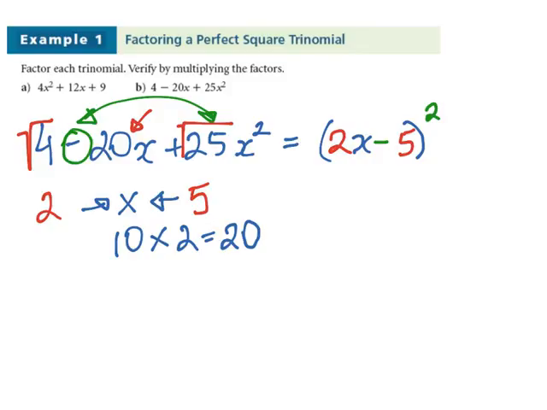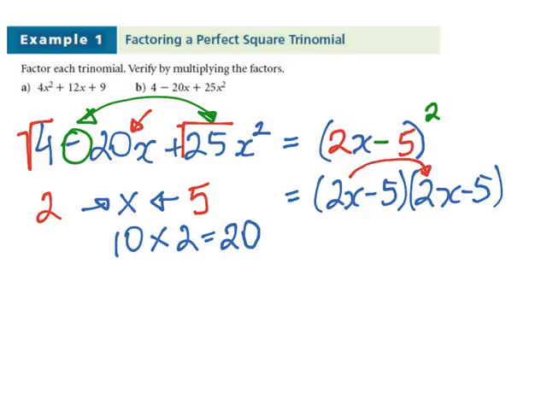Let's expand it. That means we're going to multiply the two factors together. And I'm just going to use blue, and I'm going to have the red arrows and the green arrows. So hopefully by this time you know how to distribute pretty well. So 2x times 2x is 4x squared.